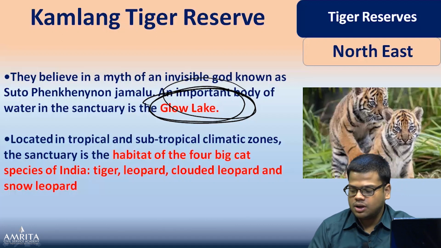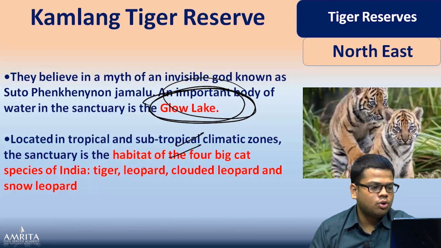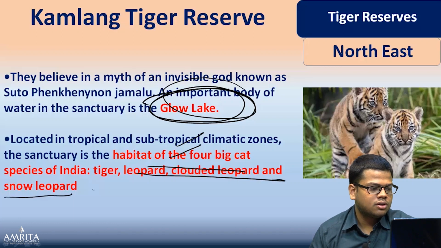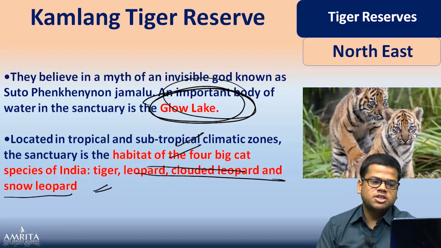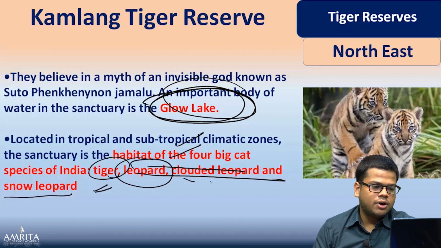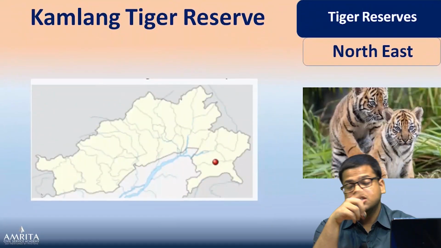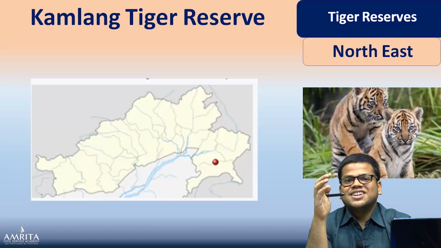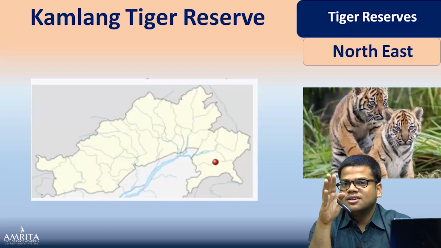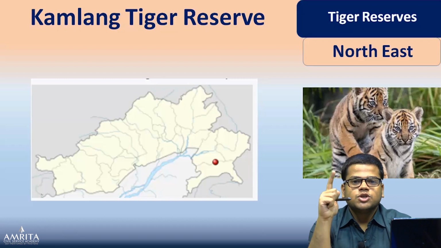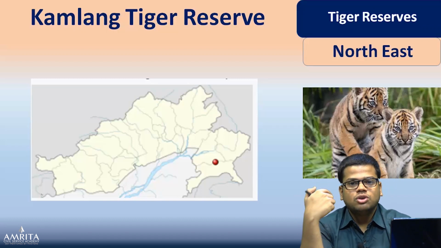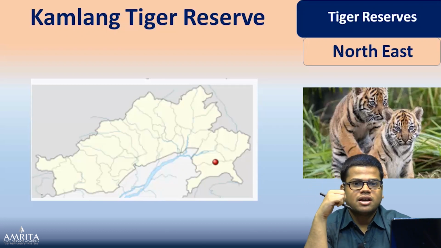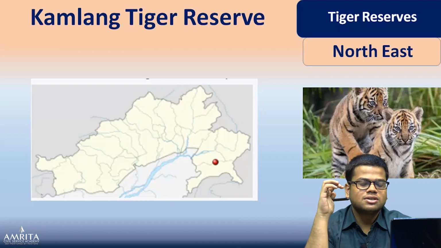Located in the tropical and subtropical climate zone, the sanctuary is the habitat for the 4 big cat species of India, which is again a very important fact: tiger, leopard, clouded leopard and snow leopard. Okay, we'll cover the snow leopard and clouded leopard, those are very important. For example, the clouded leopard is the state animal of, think yourself, Meghalaya. So we should remember the state animals also. I told you the logic behind remembering the animals. These current affairs do not fall from the sky. They obviously have some static context.